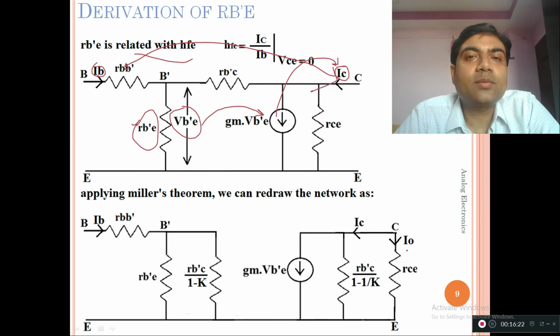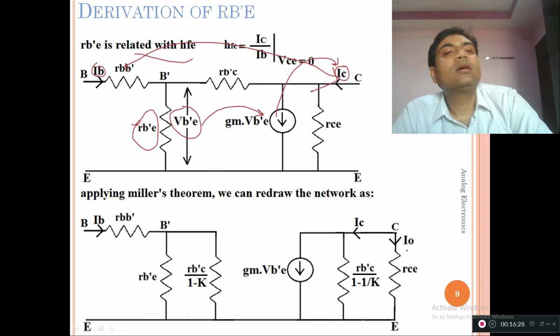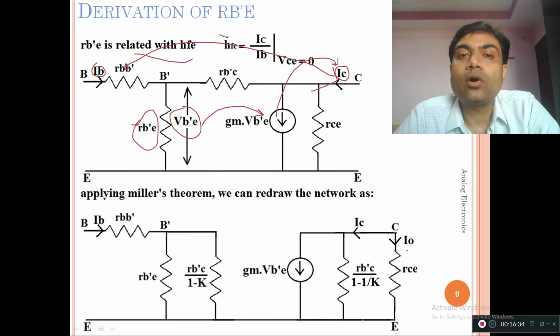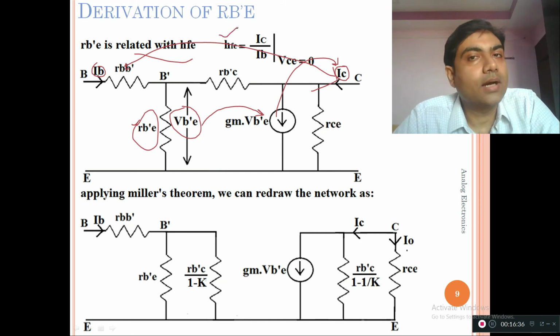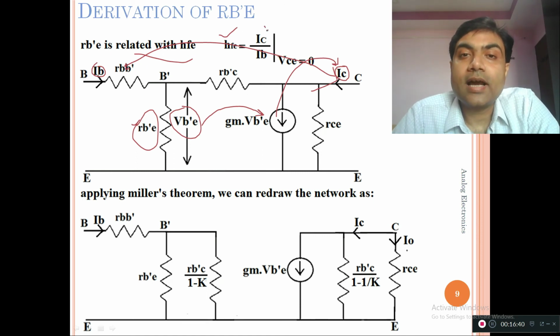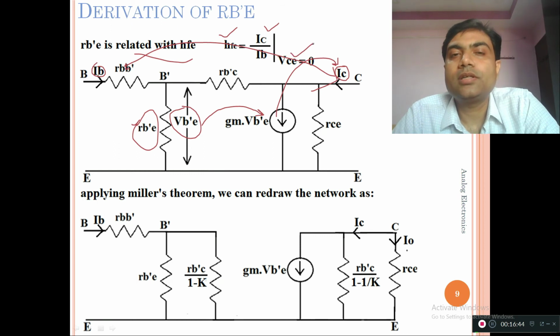Okay, so what is IC upon IB? IC upon IB is nothing but current gain, that is HFE. So this is the indirect relation that RB dash E is related with HFE. So we have to use the equation of the HFE for analyzing the value of the RB dash E. I hope this is clear with you. And what is HFE? HFE is IC upon IB when I put VCE equals to 0.